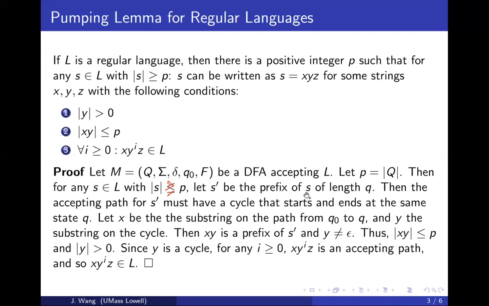Then we let S prime be the prefix of S of length Q. Any accepting path for S prime must have a cycle, because what you'll have here is, from the initial state to an accept state, oops, let me do it again. This is the initial state, this is the accept state, and this is your S. There are certain states you go through in between. Of course, some of these states, when S is long enough, have to be repeated.